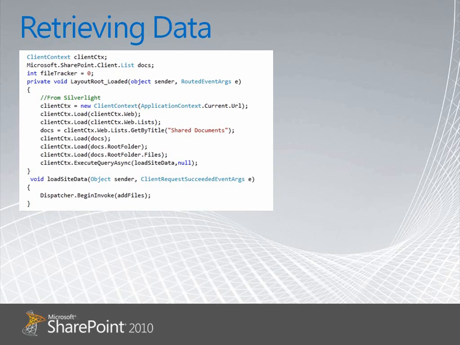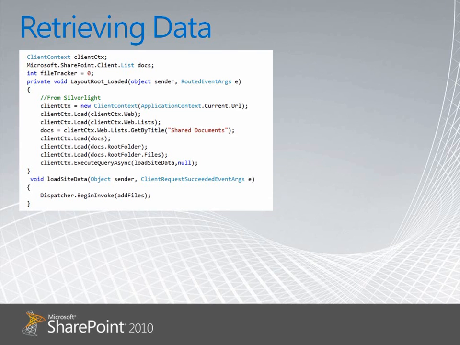Now because we're working in Silverlight we have to call execute query async if we're working on the main UI thread, so we're not allowed to block the main UI thread with synchronous query calls. So we call execute query async, and we pass in our own event receiver, or in fact our callback function, for the event to fire when the execute query async is completed. So in this case load site data fires when the callback is received.